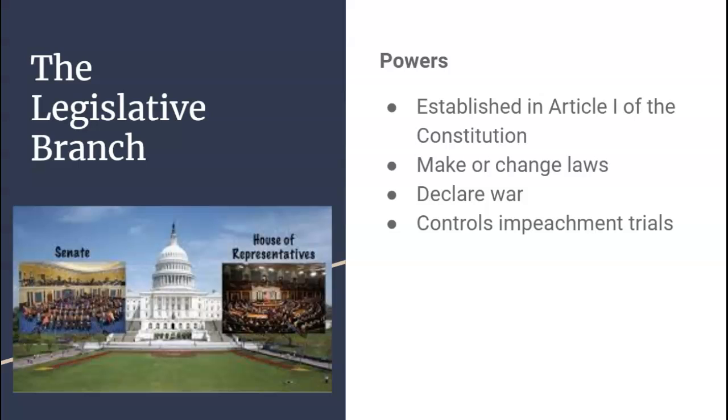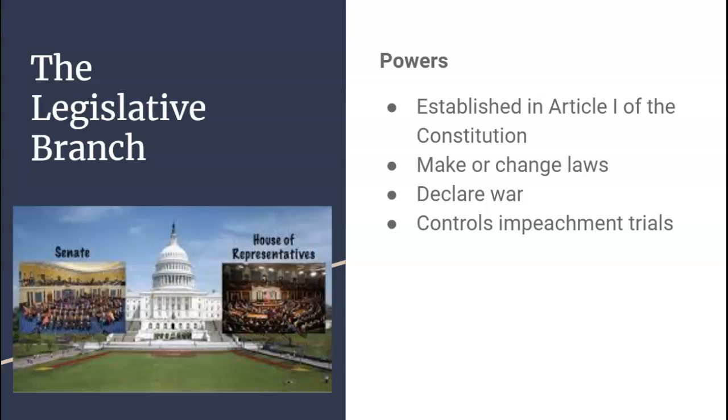So starting off, the legislative branch. If you remember, it gets its power from Article 1 of the Constitution. And the legislative branch is there to create, make, or change laws. You learned the process of a bill becoming a law, so that's one of their big powers.